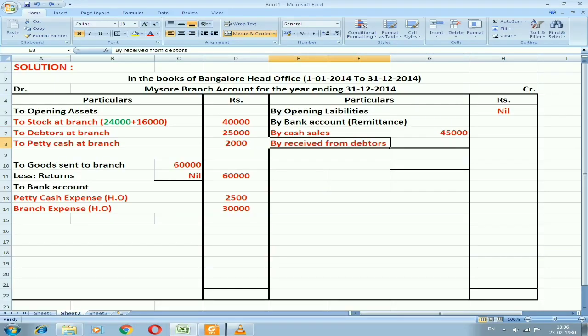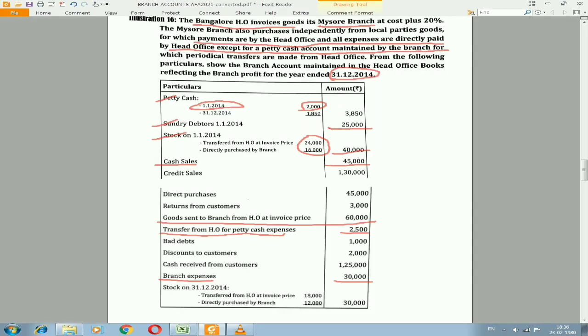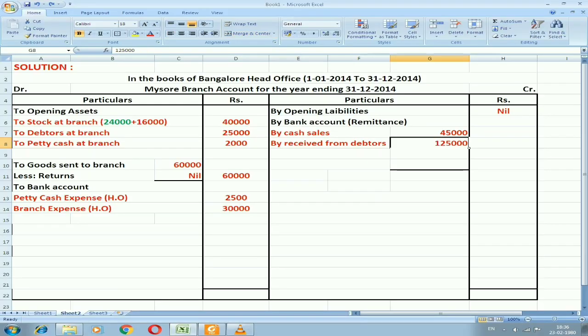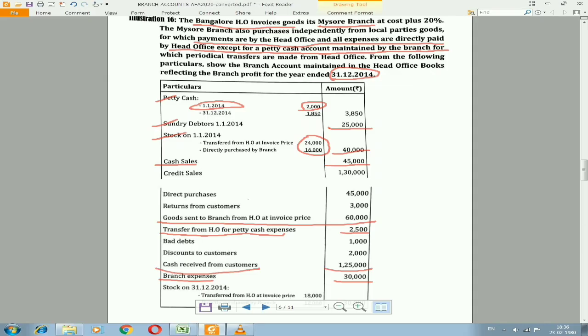I have recorded within the inner column. Next, I need to record cash received from debtors or customers. We have that information in the illustration. As we can see, cash received from customers, amount of rupees 1,25,000. I need to record that under received from debtors. Totally, they have earned an income of 1,70,000.